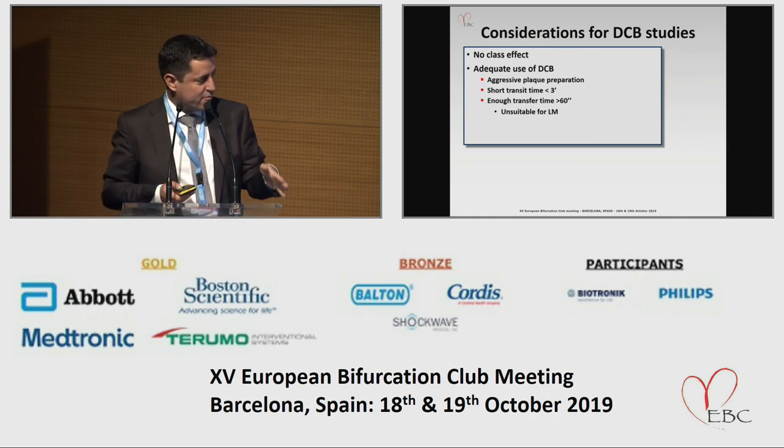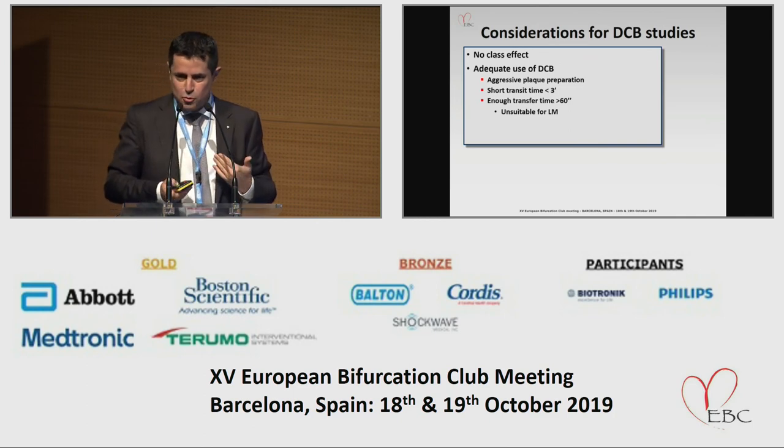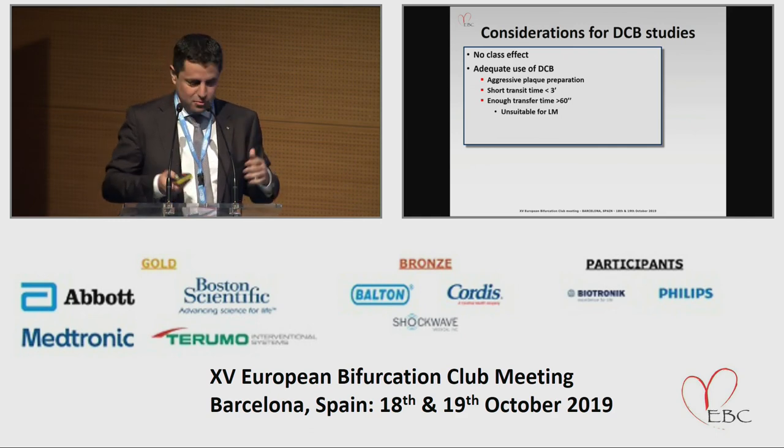And that's why I think for a study, the left main could be a very challenging scenario. I've seen some cases in the morning, I've seen data from Chinese studies, but really, do you want to occlude the left main with a drug-coated balloon for 60 seconds? I think this could be very challenging if we are planning some study. This is something to consider.